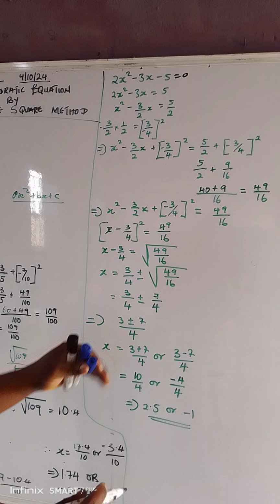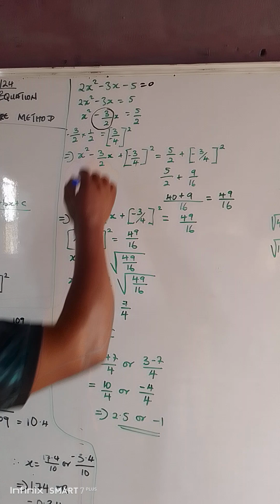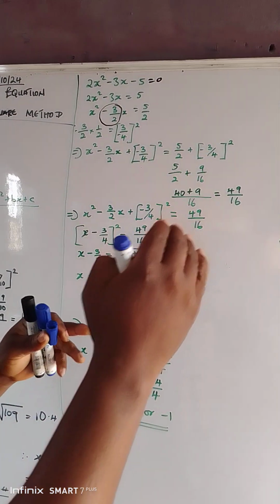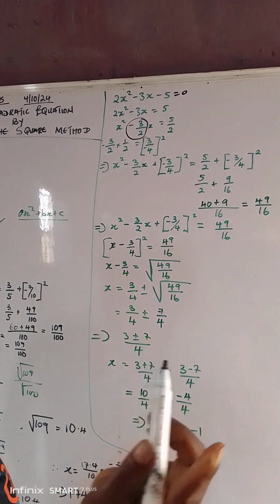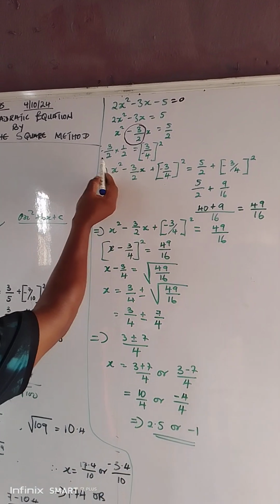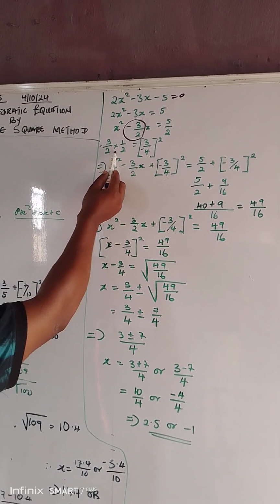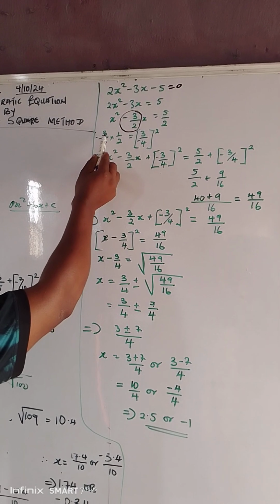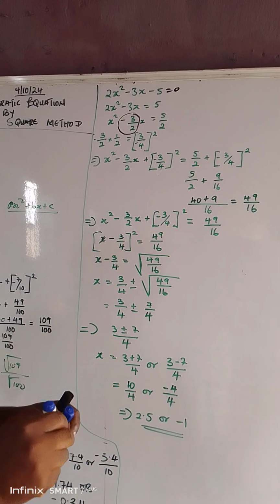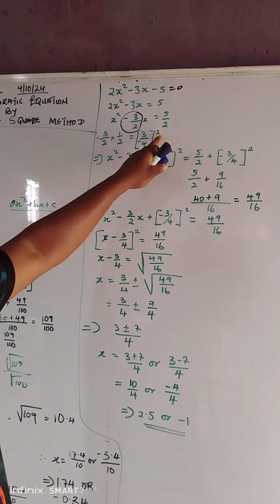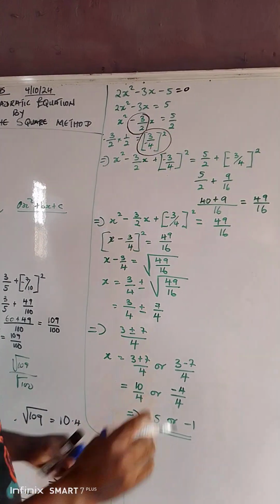Now, what else are you going to do? It is to get the half of the coefficient of x, which is minus 3 over 2. Once you get the half, you square it. That is exactly what you are going to add to the two sides of the equation. How will you get the half? You multiply by 1 over 2. That is minus 3 over 2 times 1 over 2, which will give you 3 over 4, which is the half of 3 over 2. Then you square it. This is exactly what you are going to add to both sides of the equation.